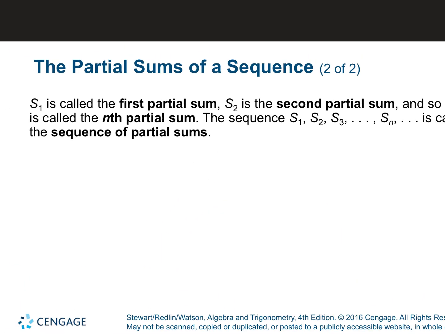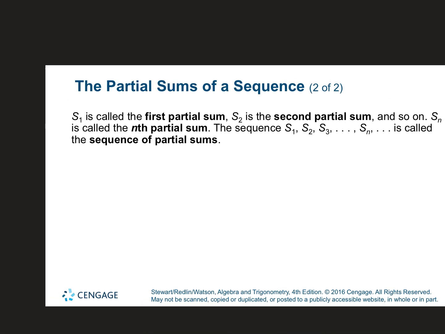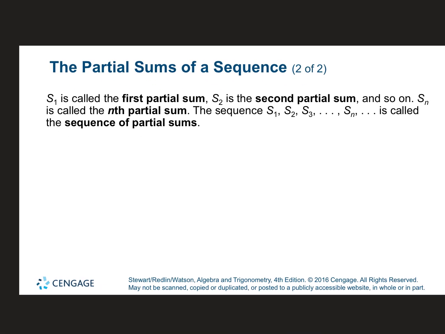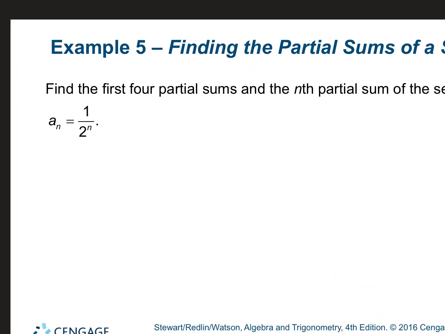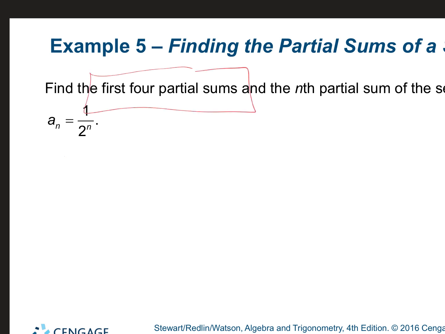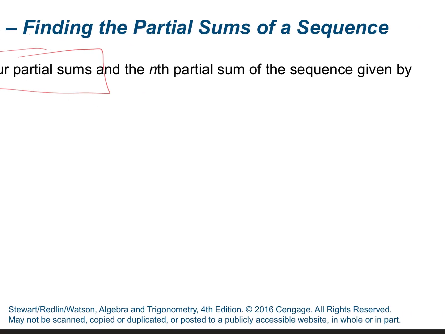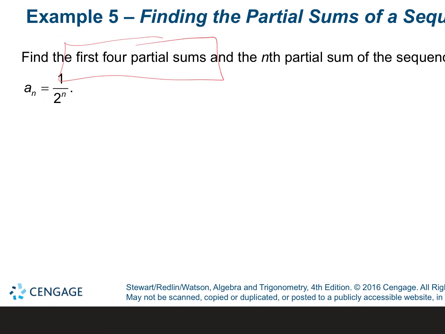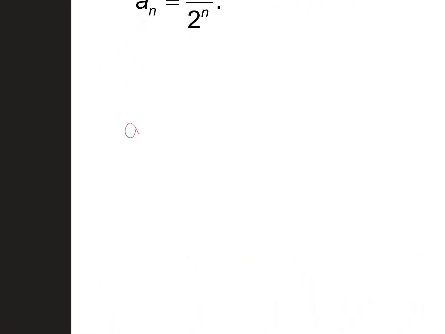So if they want the first partial sum, the second partial sum, and so on, you plug in whatever term numbers you're talking about, and you add them all together. So if they want the fifth partial sum, you would plug in 1, 2, 3, 4, and 5, and add them all together. All right, that's the sequence of partial sums. So if you had something like this, it says the first 4 partial sums, right? Everybody with me? So if I want the first 4, that means I'm going to plug in 1, 2, 3, and 4.